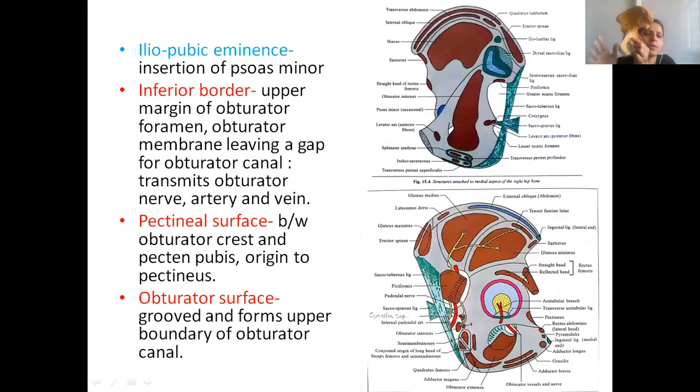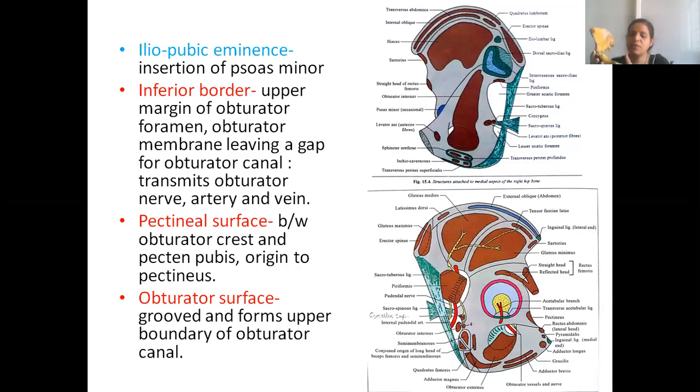The iliopubic eminence, I told you, is this. So the iliopubic eminence, this point you can see. This is the medial border of the ilium bone, and this is the pubic bone. We have the posterior border of the superior ramus. The meeting point is the iliopubic eminence. At that point the muscle is inserted. That is psoas minor. This muscle you are going to see when you do abdomen.